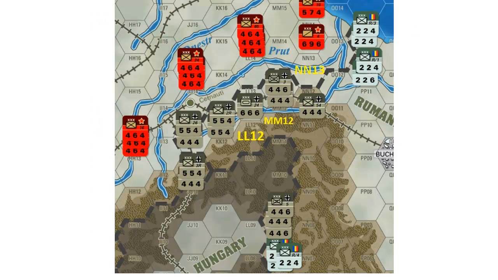Here we have Germans facing the Russian forces defending the Prut River. The Germans have set up units facing Hungary. They can't enter Hungary this turn, but they could enter Hungary next turn, and so they could move into Hungary, board the railroad here, take the railroad to II-11, and then debark into the mountains II-12 and HH-12.